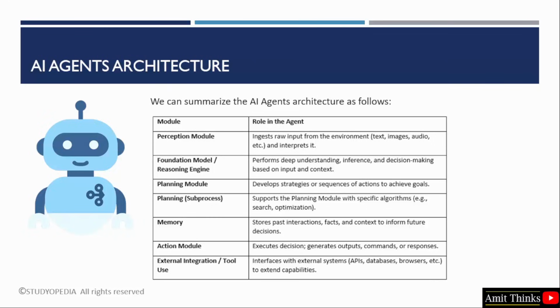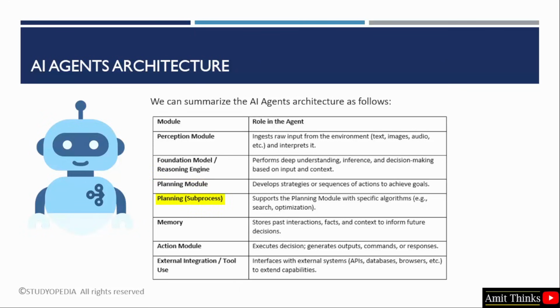Since we already discussed AI agents architecture, we can also easily summarize it in one line. We just saw this. You can go through it to get a summary or a revision regarding the AI agents architecture. Perception module is used to ingest raw input and interpret it. The foundation model is used to perform deep understanding to make decisions. The planning module develops strategies or sequences of actions to achieve goals.